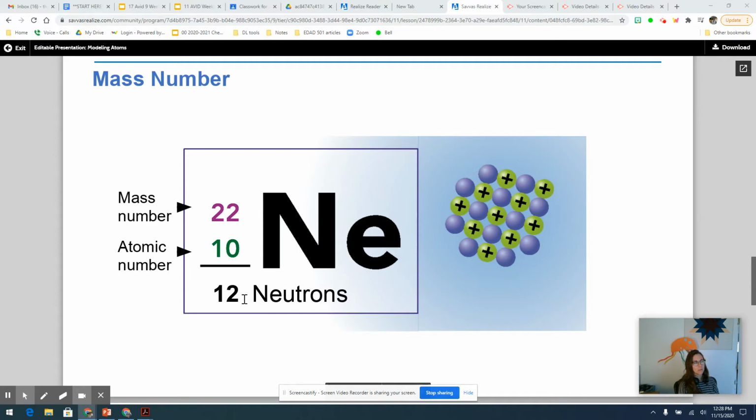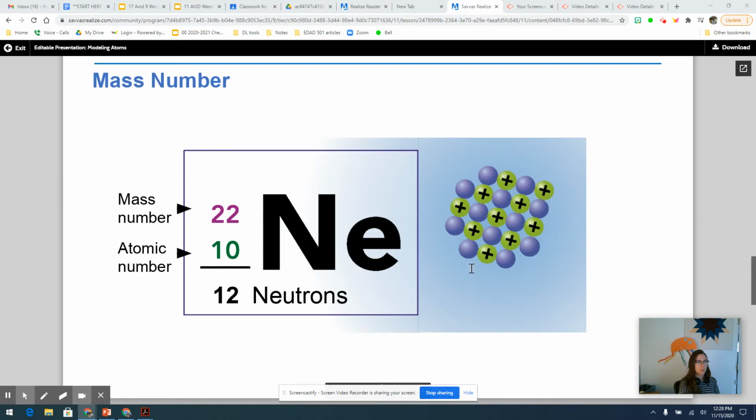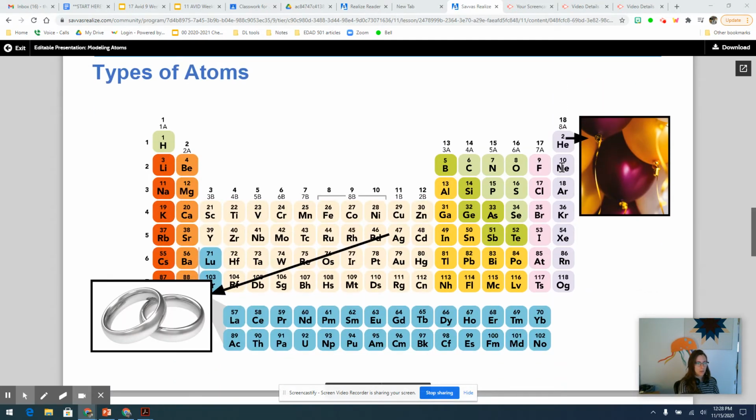Now, what happens if... the number of protons in each element can never change. So neon always has 10 protons. That is what makes it neon. So if we look up here at the periodic table again, neon has 10 protons. If it lost a proton, it's not neon anymore. It is now fluorine. If it gains a proton, it's not neon anymore. Now it's Na. Ooh, Na is a tough one. That is sodium. So the proton is really what defines the element.